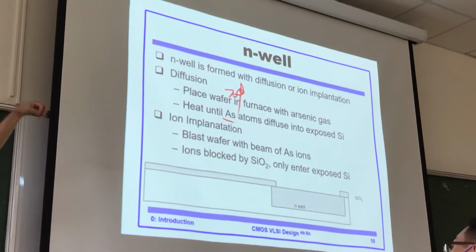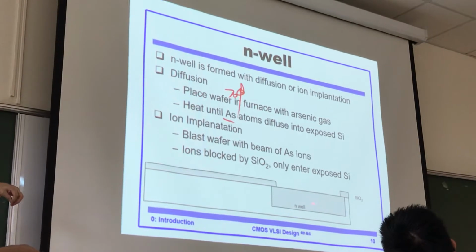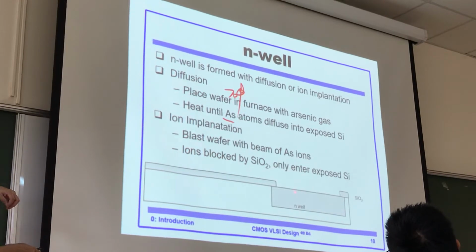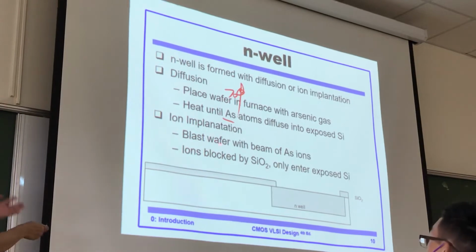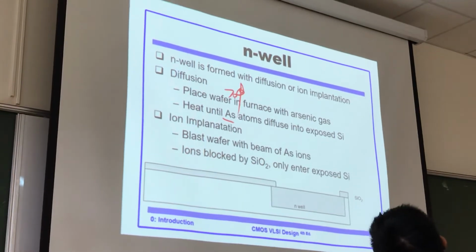Okay, the ions go through the empty layer here and into the silicon. In implantation, the ions are blocked by SiO2. This area is blocked; it only enters the exposed silicon. Okay? Either way. Nowadays, ion implantation is more popular. Before, diffusion was probably more popular. Any questions?